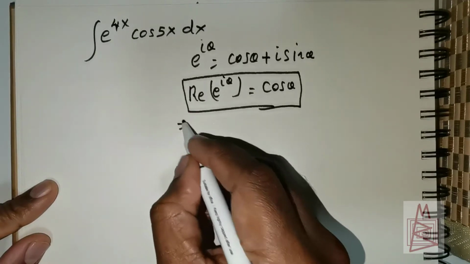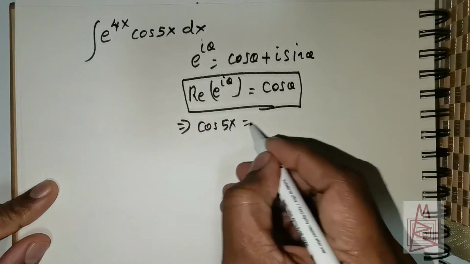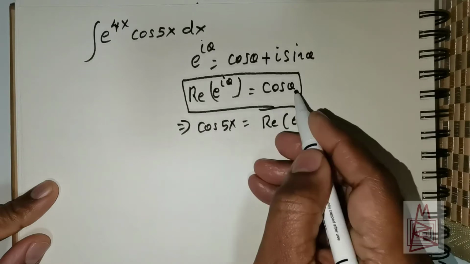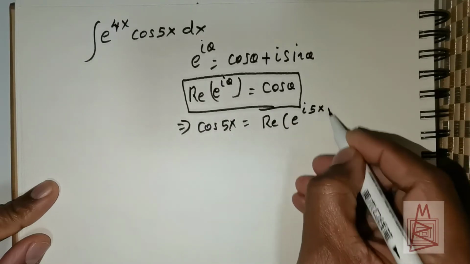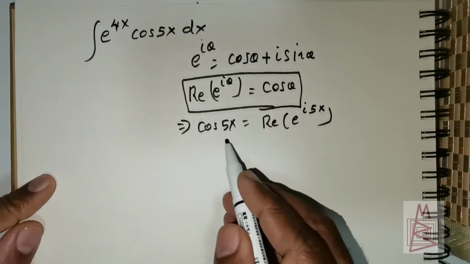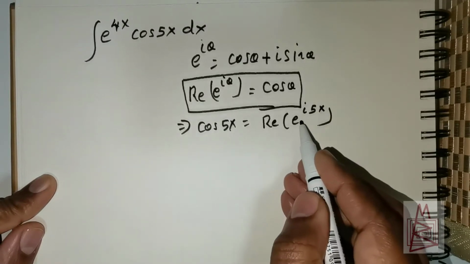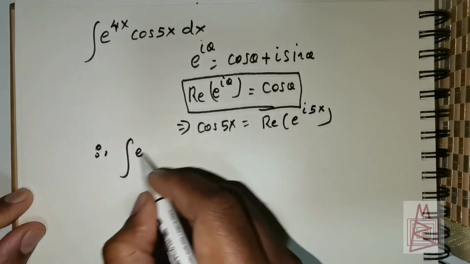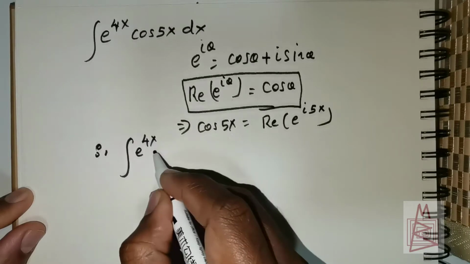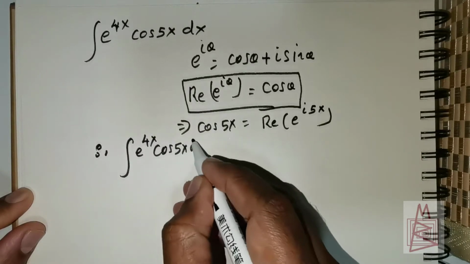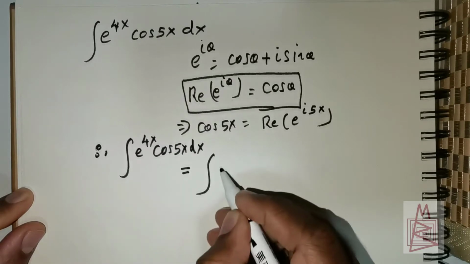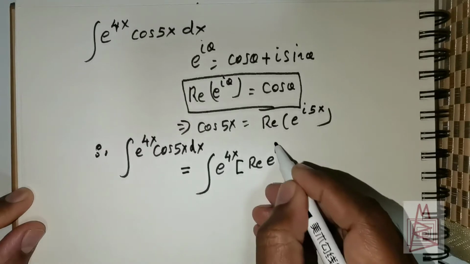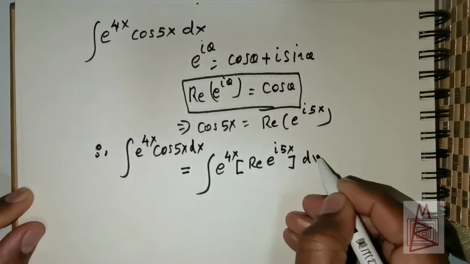So clearly this would imply cos 5x would be nothing but the real part of e raised to the power i. In place of θ we got 5x, so place 5x there. So instead of cos 5x, I would be using the real part of e raised to the power i5x. So therefore the integral given, e^(4x) times cos 5x dx, is now rewritten as the integral of e^(4x) times the real part of e^(i5x) dx.